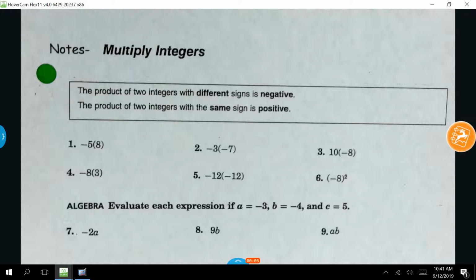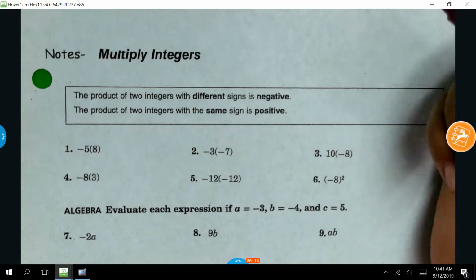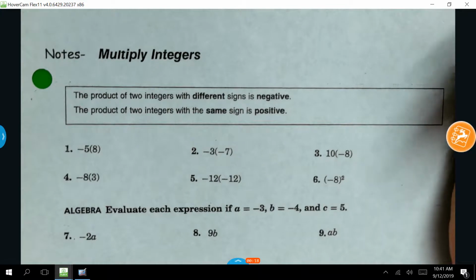Alright, so multiplying integers. These are our notes for today and tomorrow. We're just going to do multiplying today, and then tomorrow we'll do dividing. So make sure that you keep up with this sheet. Alright, so if I'm multiplying, there's not a whole lot that changes.